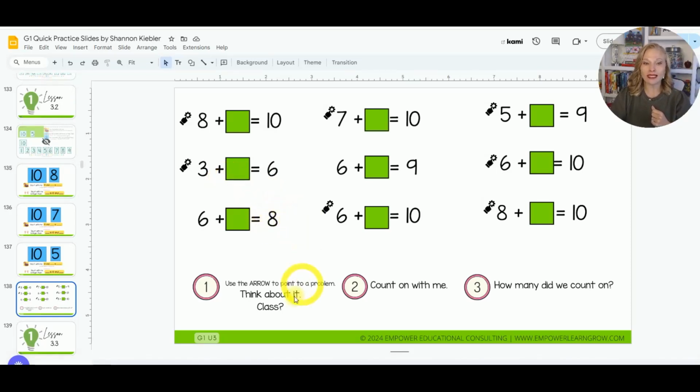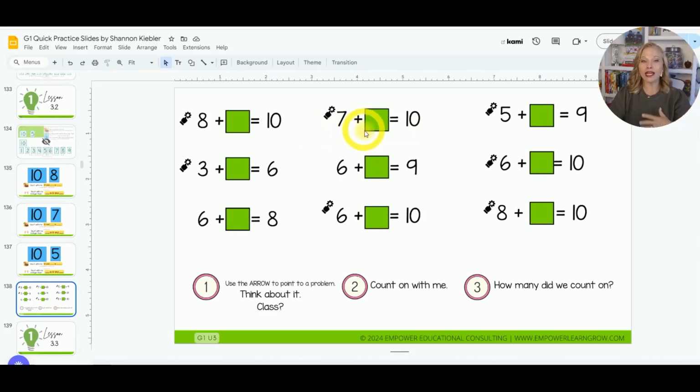So it would be, class, think about it. We point to it, and then the whole class, or the student leader, would say, count on with me. Okay, so we have 8, 9, 10. Class, how many did we count on? 2. Class, think about it. Class, count on with me. 7, 8, 9, 10. How many did we count on? 3.